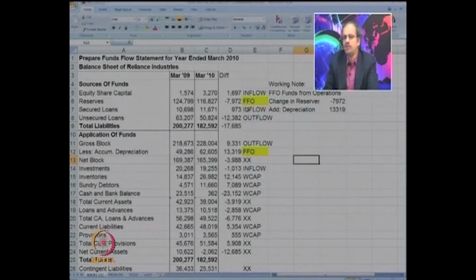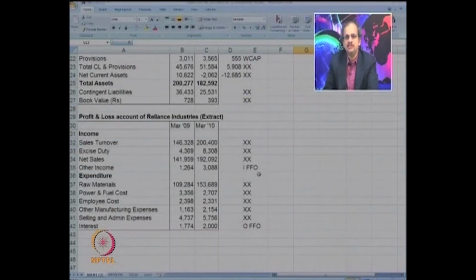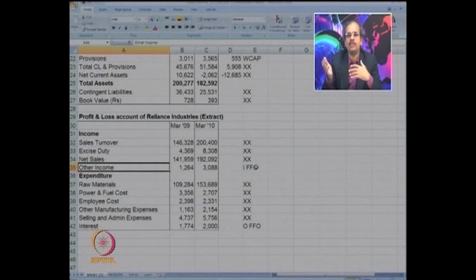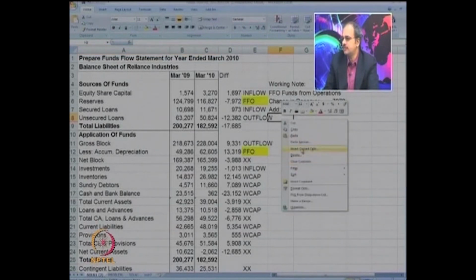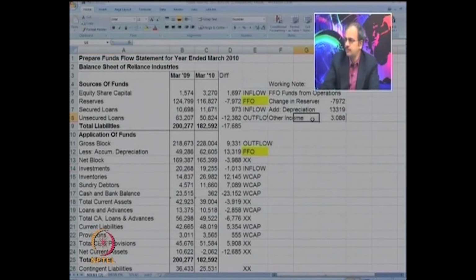Now, the next one, you look for all the FFO items. Next item you can see here is other income. Now, other income is something which is added for calculation of profit, but it is to be shown separately as an inflow item. So we should not include it in FFO, that is why we will reduce it. The amount for the current year is 3088. So I will try to adjust that amount. Other income, in this case, should be deducted and not added.